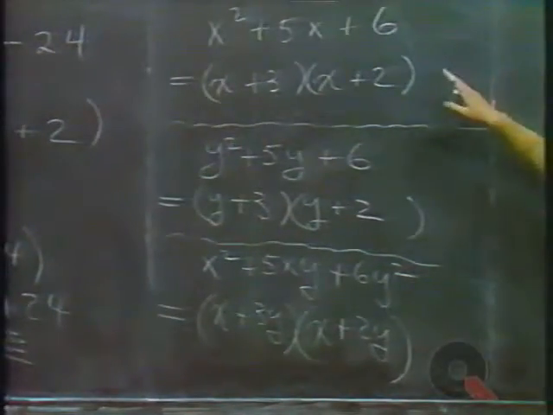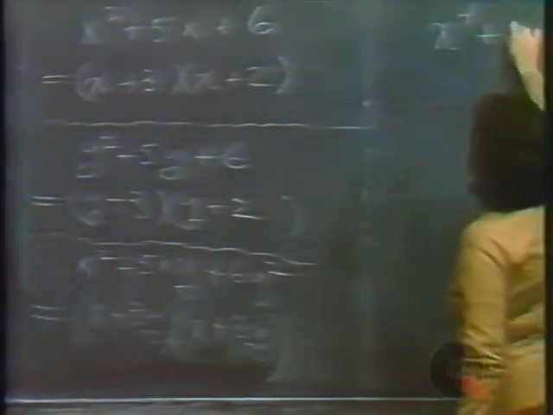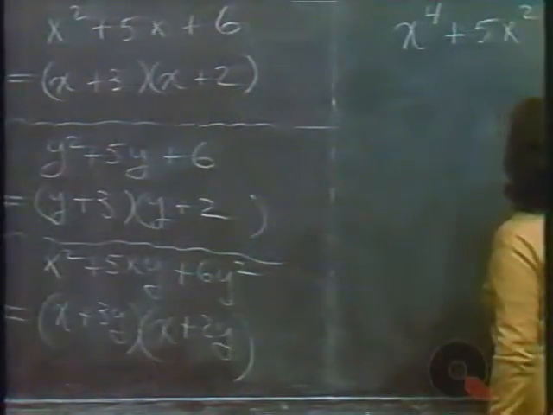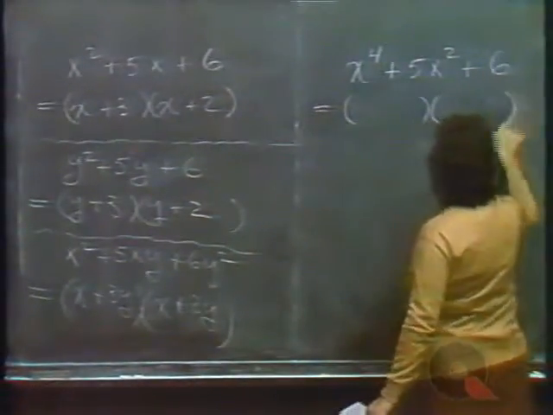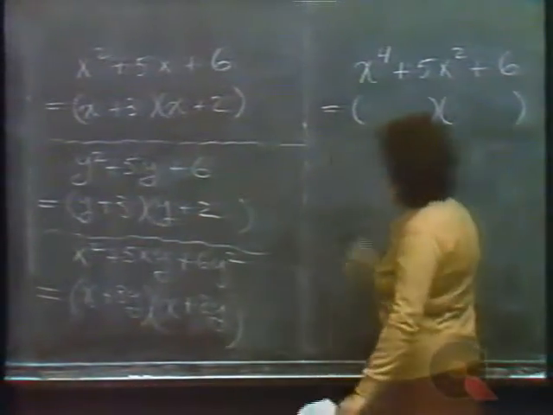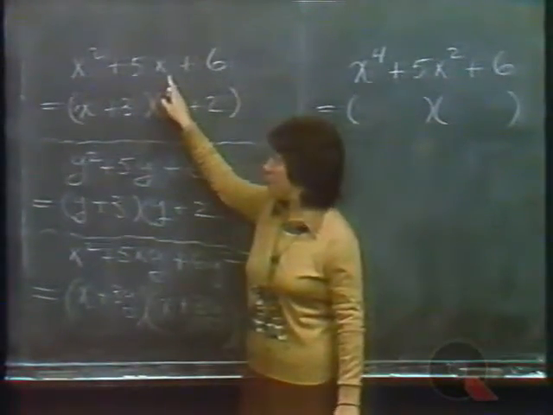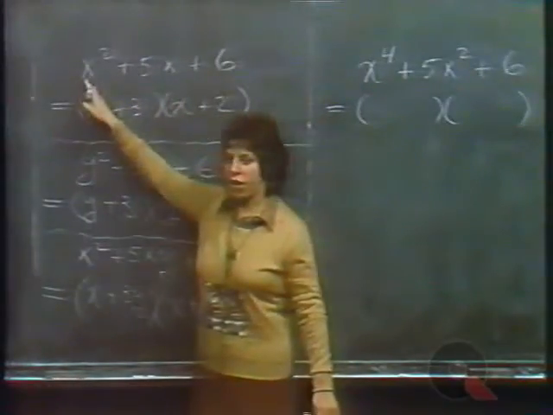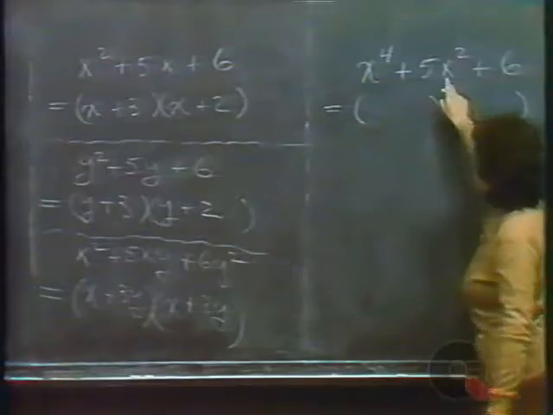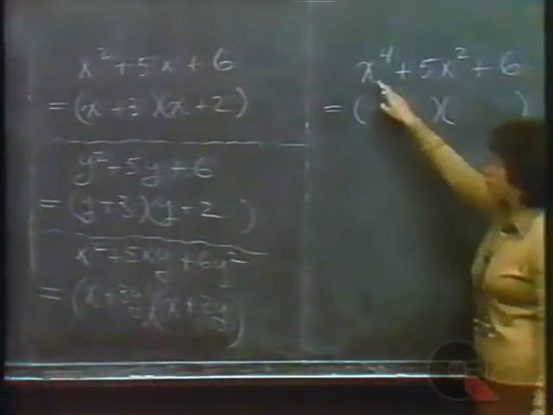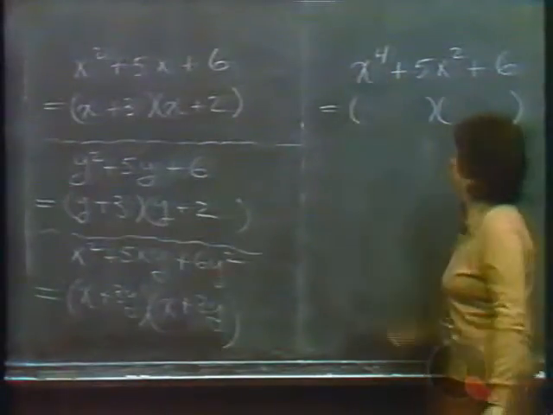One more example which is somewhat similar to this. x to the 4th plus 5x squared plus 6. It's not quite what we had over here, but it's similar in the sense that the middle term there is an x, and the first term is that quantity squared. Here, the middle term has an x squared, and the first term is that squared. In other words, x squared squared giving you x to the 4th.